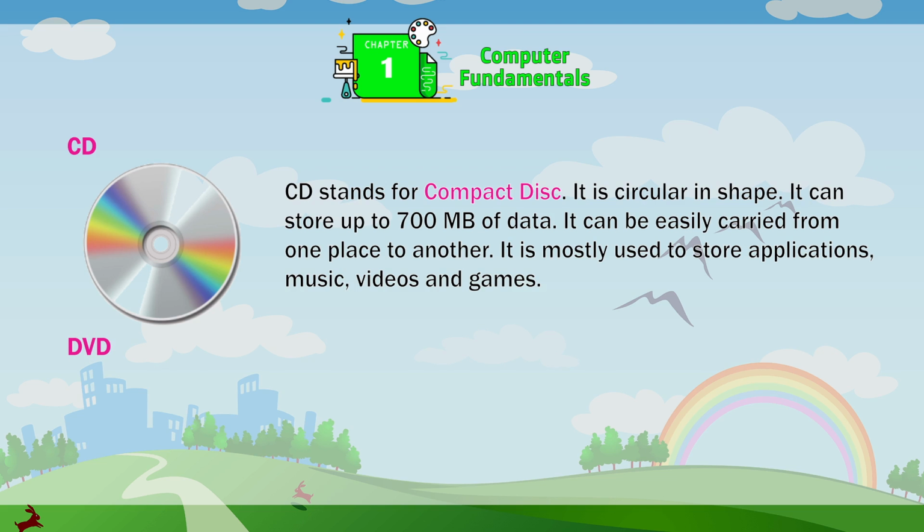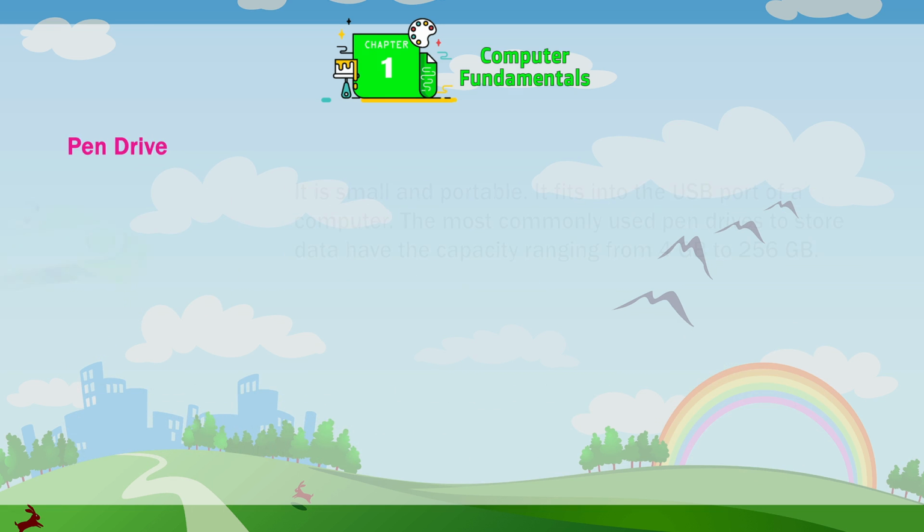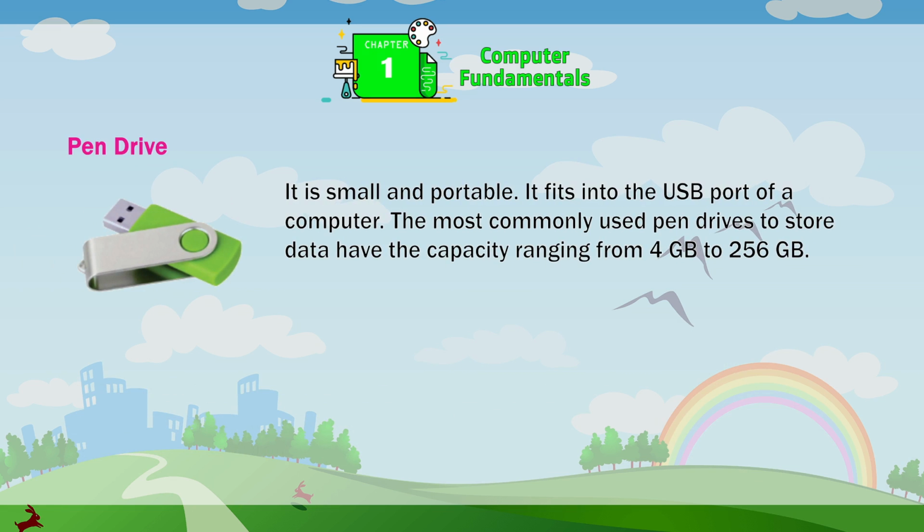DVD. DVD stands for digital video disc. It looks like a CD but can store more data. It can store up to 4.7 GB of data as compared to 700 MB of data capacity of a CD. Pen drive. It is small and portable. It fits into the USB port of a computer. The most commonly used pen drives to store data have the capacity ranging from 4 GB to 256 GB.